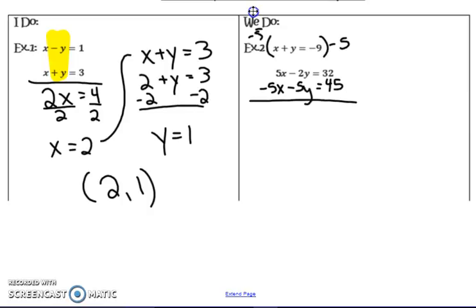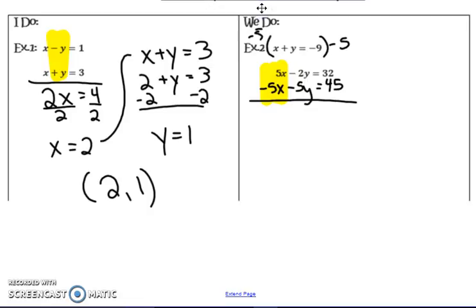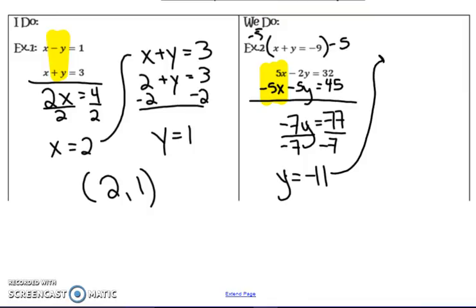Well, from here, now I have two terms that are opposites. My x's are opposites of each other, so they're going to eliminate, and I'm left with negative 7y equals 77. If I want y by itself, I'm going to divide both sides by negative 7, and I'm going to get y equals negative 11. Now, from here, to be able to solve for x, you have to pick an equation.